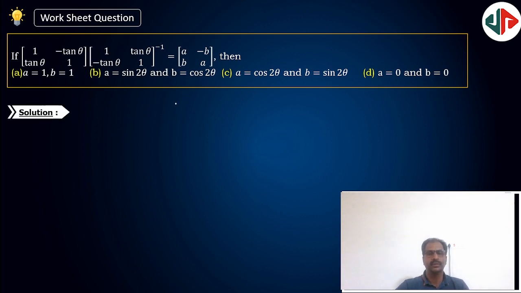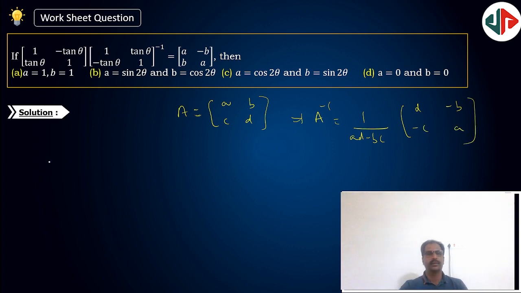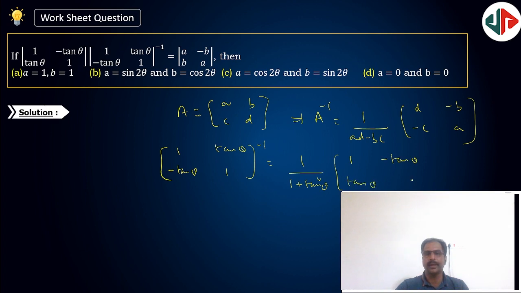Next, for a 2 by 2 matrix, what is the formula for the inverse? 1 by AD minus BC, D minus B, minus C A. Therefore, what is the inverse of 1 tan theta 1 whole inverse? 1 by AD minus BC, that is 1 plus tan square theta, then 1, minus tan theta, minus tan theta, 1.